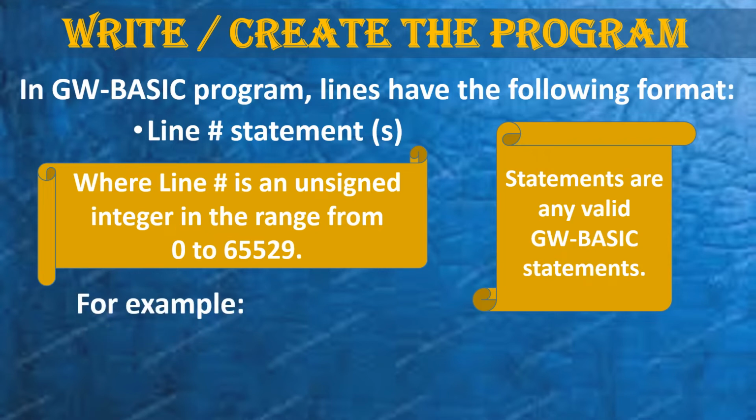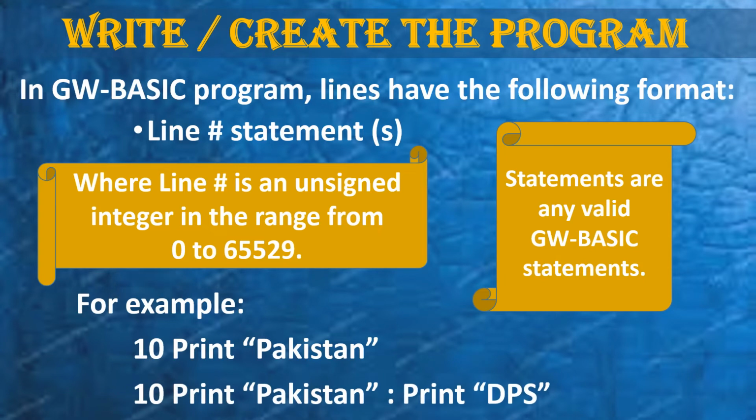For example, 10 PRINT Pakistan. Here 10 is the line number and PRINT Pakistan is a statement. Or 10 PRINT Pakistan colon PRINT DPS. There are two statements written separated by the colon sign. So there can be two statements on a single line, or a single statement on a single line. You can see both examples.